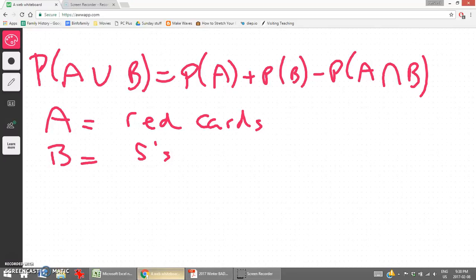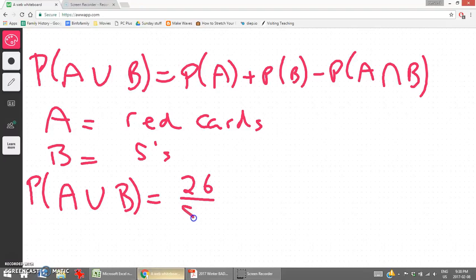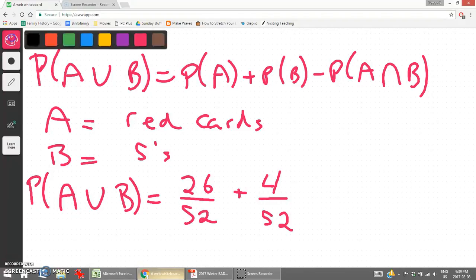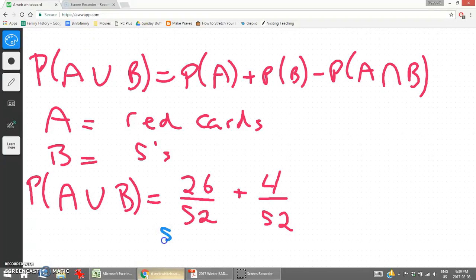So we know that out of a deck of cards there's 26 red cards, 26 black cards. So the probability of picking a red card is 26 out of 52. We know that in a deck of cards there are 4 fives, 4 number 5 cards. But out of all of the red cards, there are 2 5s, right? We have a 5 of hearts and a 5 of diamonds.